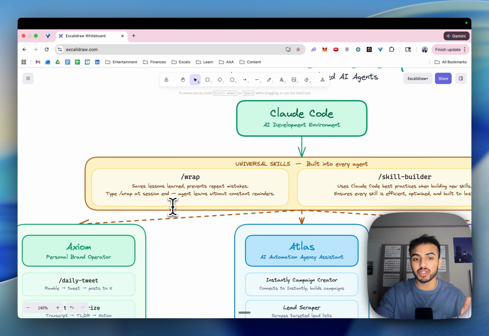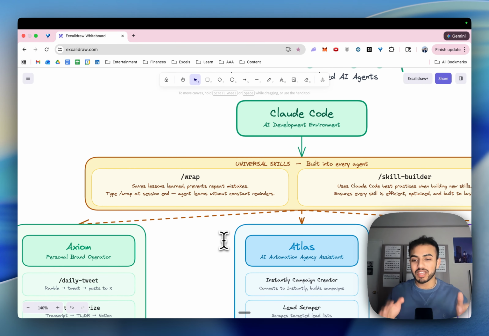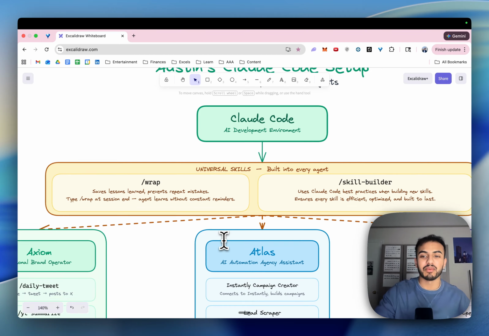Two universal skills that I highly recommend that you build into each of your agents is, one, a wrap skill, which is basically telling Claude to save the lessons that it learns, prevent repeated mistakes, as well as being able to learn without constant reminders. This will make a lot more sense in the next section that we study.